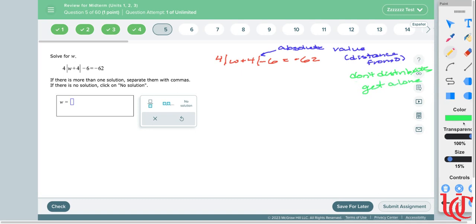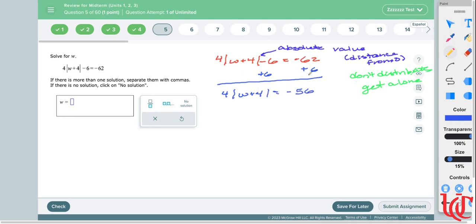All right, so we're going to solve this just like we solve every other problem. We're going to get the absolute value completely by itself first. So we're going to get rid of this minus 6. So plus 6. And we have 4 times the absolute value of w plus 4 equals negative 56.